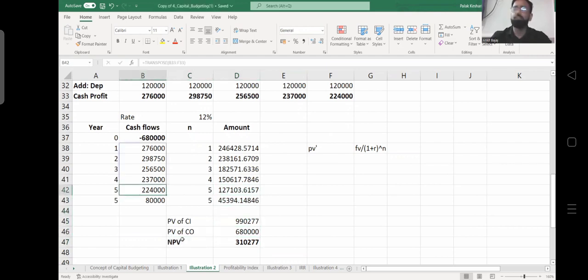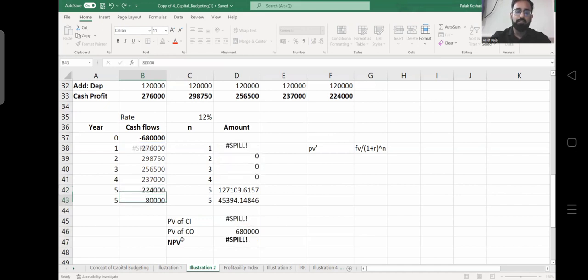You can apply formula also, right? You can apply NPV formula to calculate present value of cash inflows also. But when we apply the NPV formula, here we have taken 80,000 in the next cell, right? When we apply the NPV formula to calculate present value of cash inflows, it will assume this 5th year cash flow as 6th year cash flow, and you will get different answers. So what we have to do, we have to add this 80,000 with 2,24,000, right?